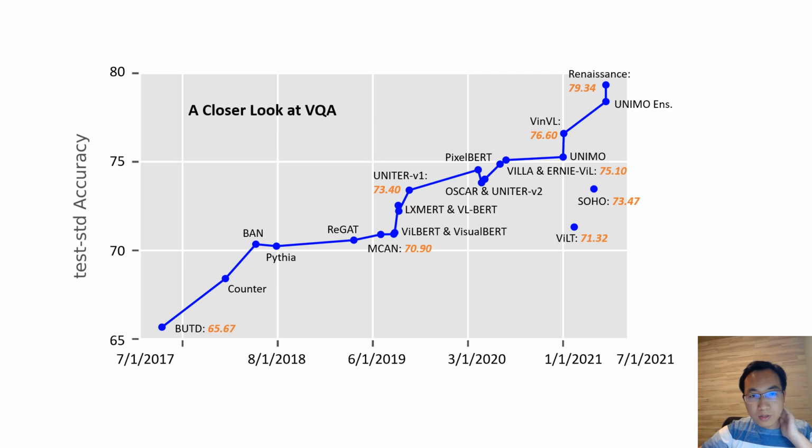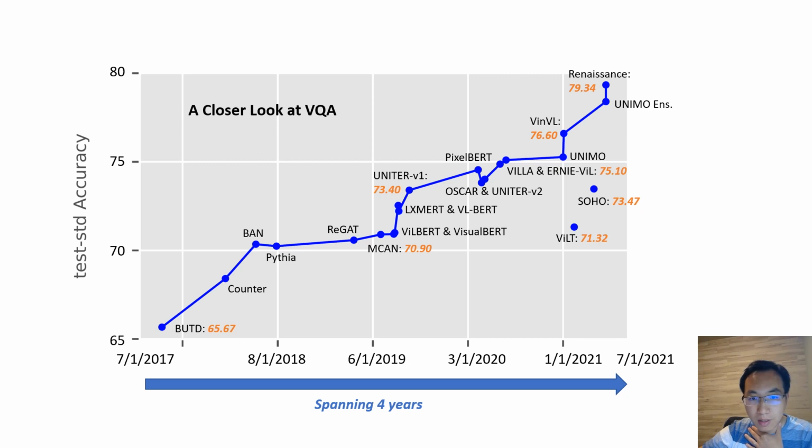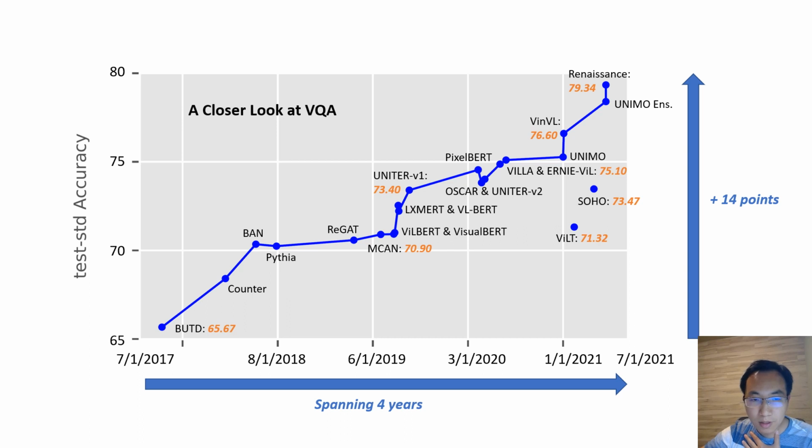If we take a closer look at VQA, from roughly 4 years ago we have the famous BUTD paper, and spanning 4 years, the performance of VQA has improved from roughly 65 accuracy to now almost 80% accuracy. So it's almost 14 points of improvement. And in this plot, I'm going to divide the VQA progress curve here into 4 stages.